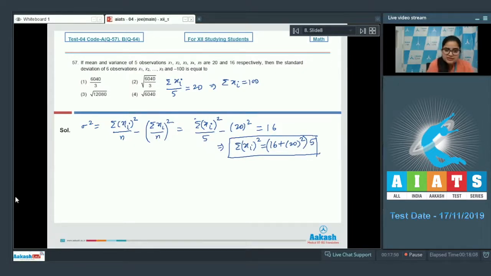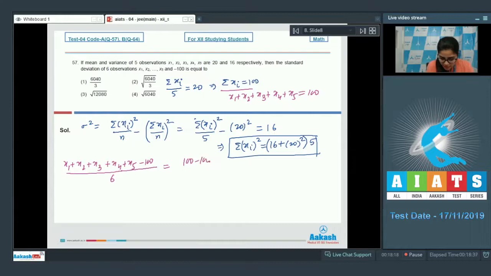So, for calculating standard deviation, we have to find out the mean. So, the mean of the new data is (x1 plus x2 plus x3 plus x4 plus x5 minus 100) divided by 6. From here you can see x1 plus x2 plus x3 plus x4 plus x5 is equal to 100, which is (100 minus 100) divided by 6, equal to 0. So, the mean of the new observations is 0.